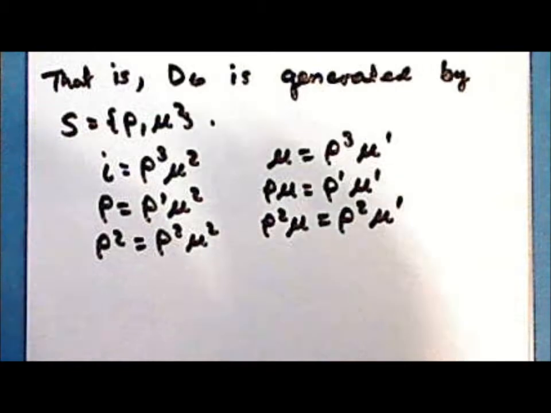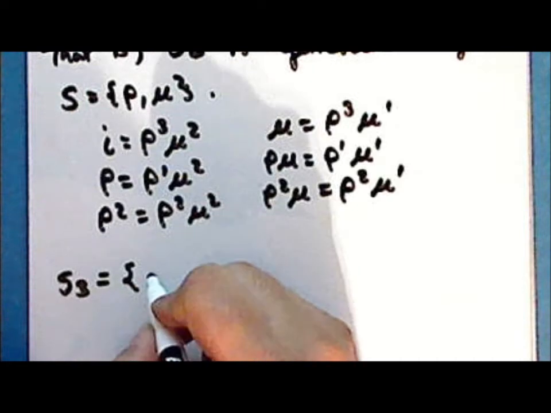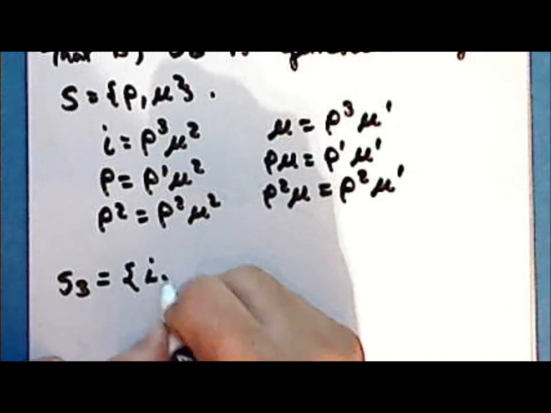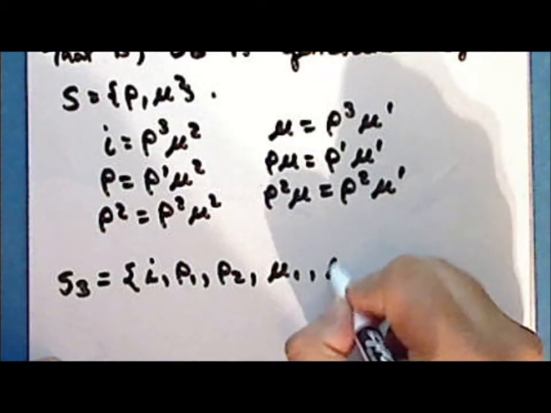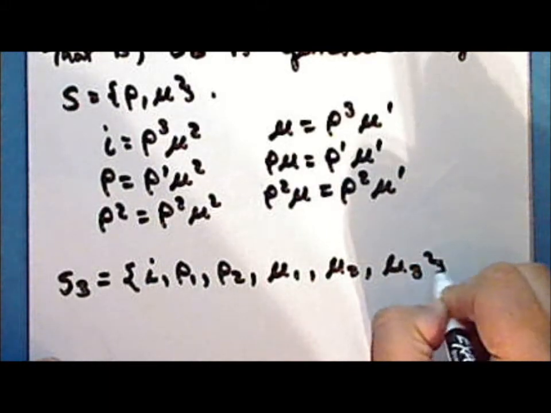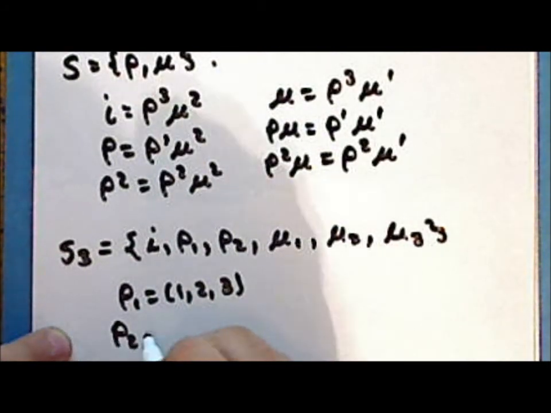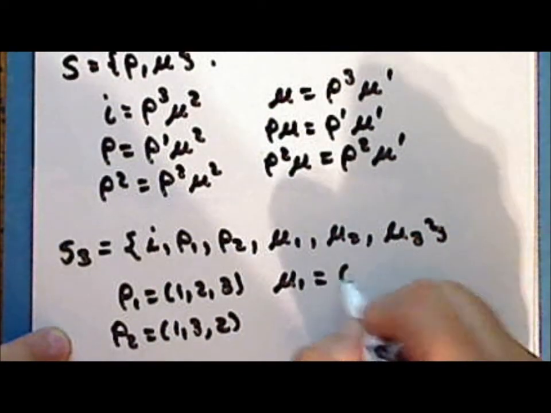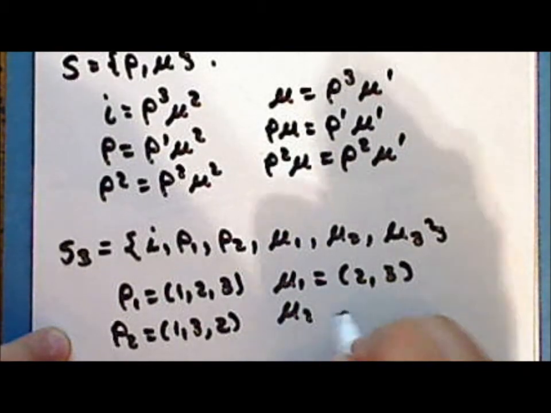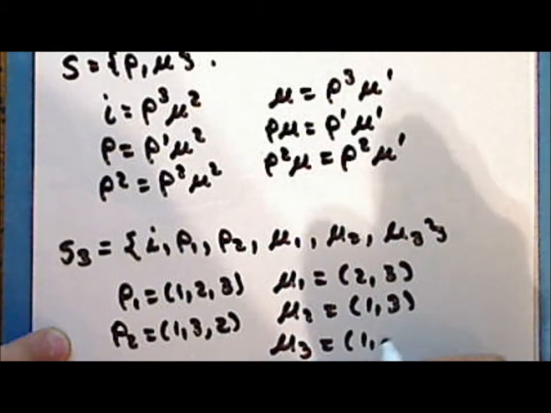So now let's look at the elements in the symmetric group on 3 letters. The symmetric group on 3 letters has 6 elements: an identity, rho sub 1, rho sub 2, mu sub 1, mu sub 2, and mu sub 3, where rho sub 1 is the cycle 1 to 2 to 3, rho sub 2 is the cycle 1 to 3 to 2, mu sub 1 is the cycle 2 to 3, mu sub 2 is the cycle 1 to 3, and mu sub 3 is the cycle 1 to 2.